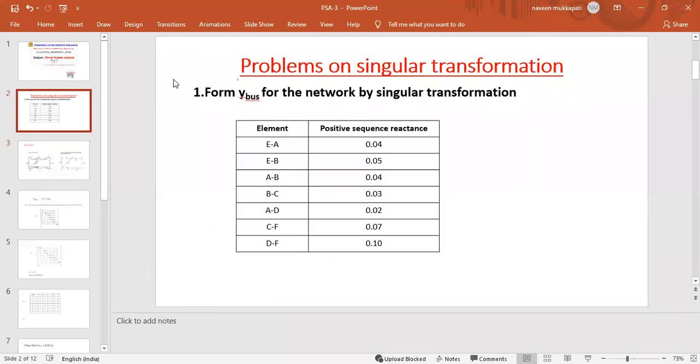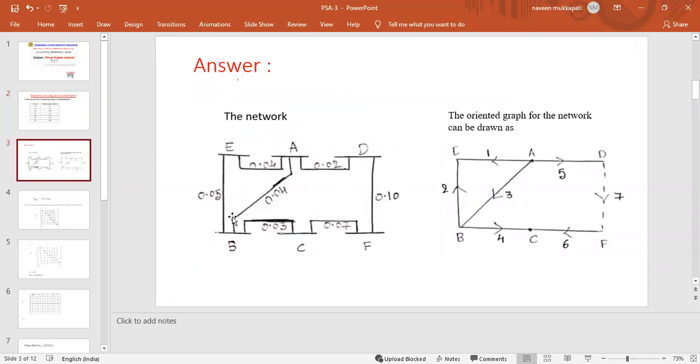By using this table, first of all, we draw the single line diagram. How many elements are there? There are 7 elements: E to A, E to B, A to B, B to C, A to D, C to F, D to F. The values are 0.04 to 0.10. This is the single line diagram for the given table. By using this single line diagram, we draw the oriented graph.